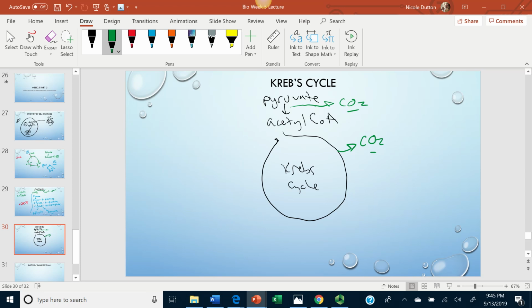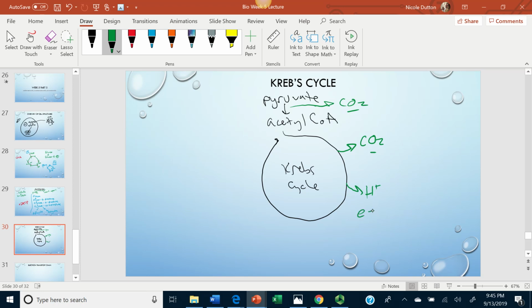So that can't happen. So anytime that we have an accumulation of carbon dioxide, we start to hyperventilate to try to get that stuff out. So we breathe really fast to get as much carbon dioxide out as we can. But anyways, that's kind of a little bit above and beyond what we're focusing on here. So pyruvate to acetyl-CoA releases carbon dioxide, and the Krebs cycle directly releases carbon dioxide. The other thing that's released is these hydrogen ions and electrons.